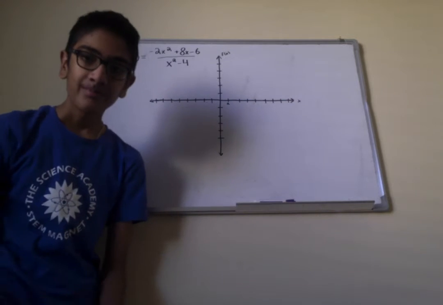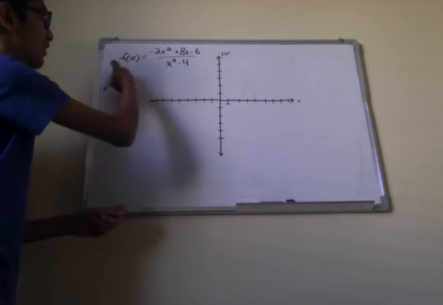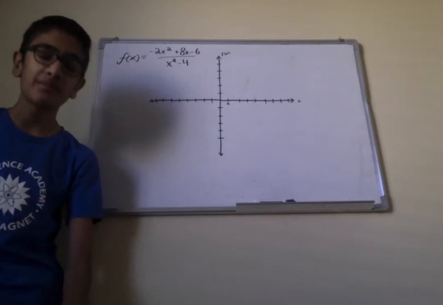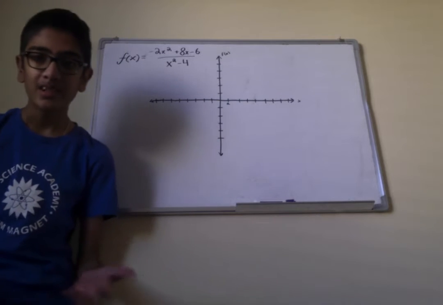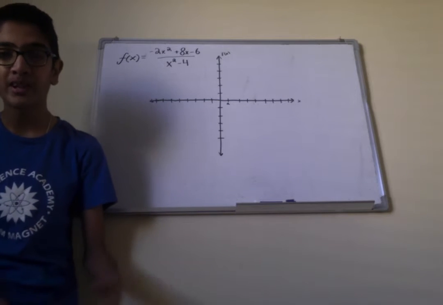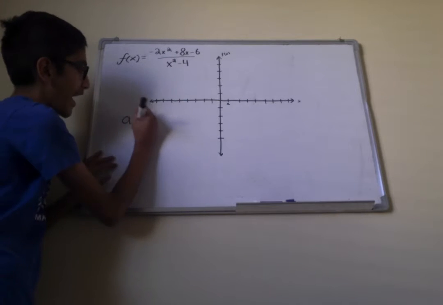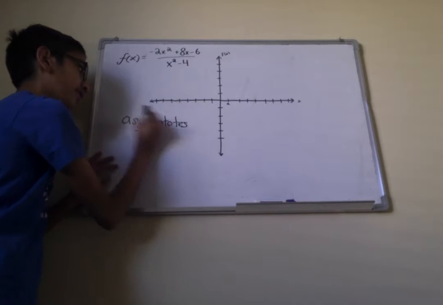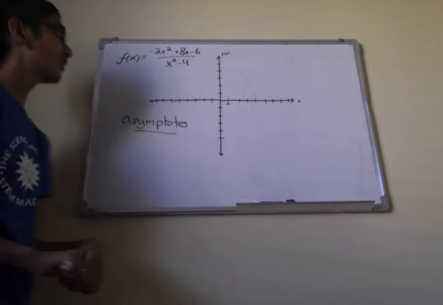Hello. So, today we're going to be sketching this function. Well, this is a reciprocal function. They're the hardest type of function to sketch because they're very strange when you look at them, right? It's mainly because they have a thing called asymptotes. Asymptotes. They're very unique with reciprocal functions.